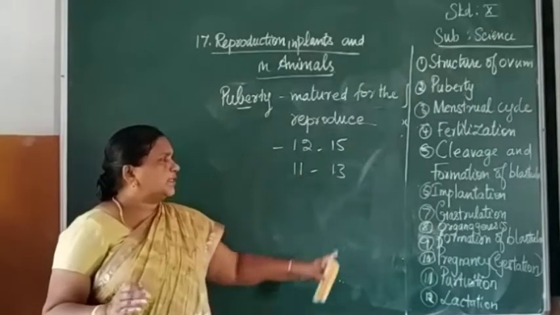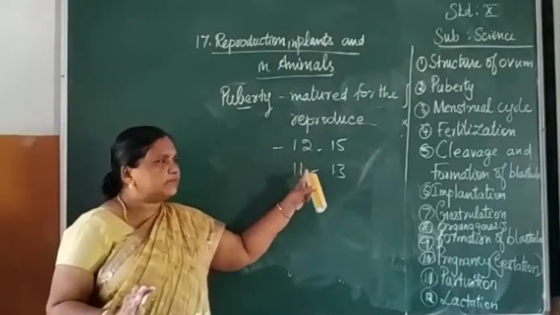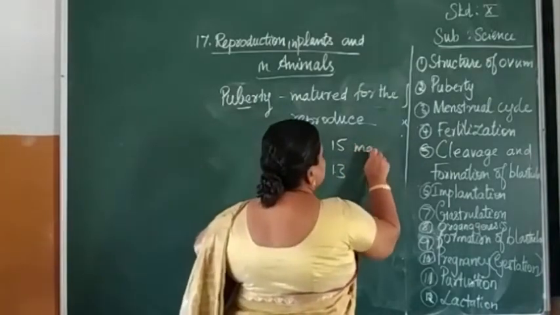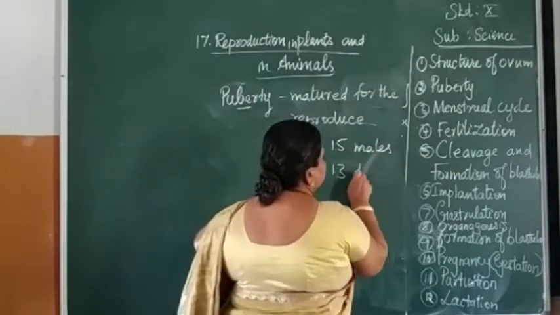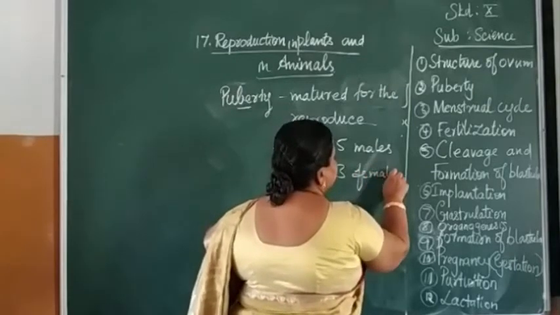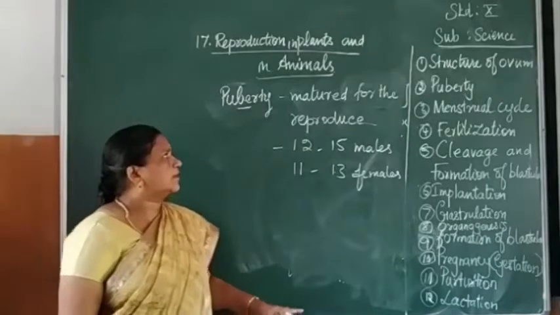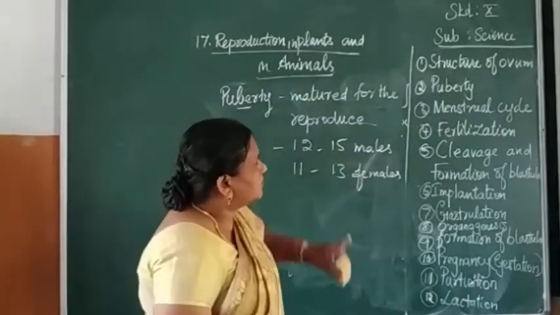So this puberty attaining age is maximum 12 to 15 in males and 11 to 13 in females. This is not a fixed age. Some age differences may be there. So the second one is puberty over.